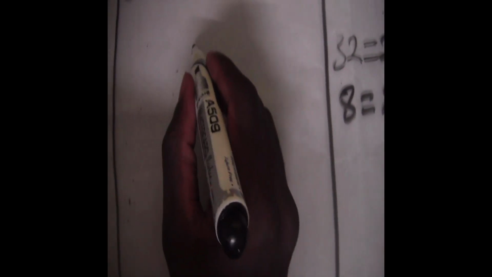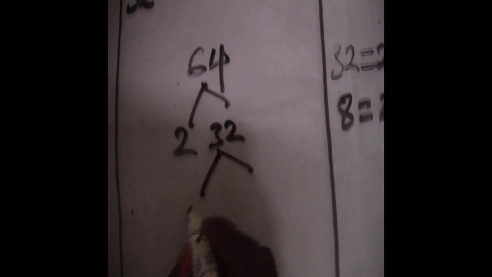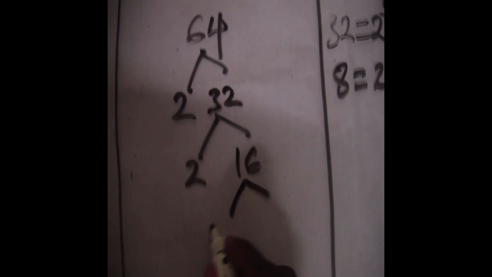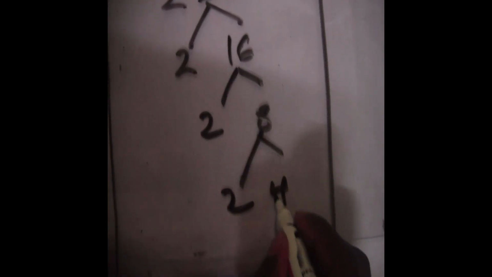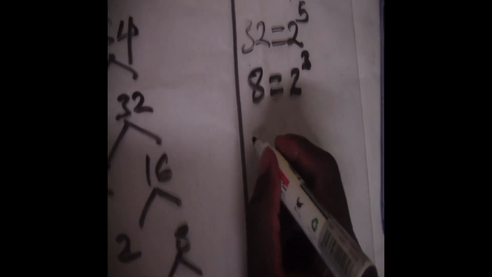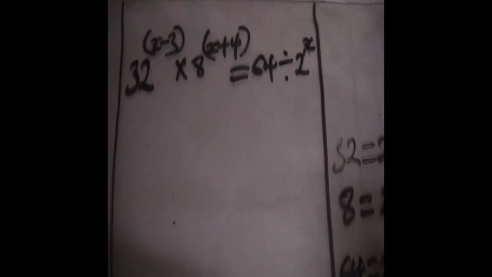We have 64. So for 64 by 2 you get 32. By 2 you get 16. By 2 you get 8. By 2 you get 4, and 4 by 2 you get 2. So it's 1, 2, 3, 4, 5, 6. So you write 64 is equals to 2 raised to power 6. Now we can start our question.